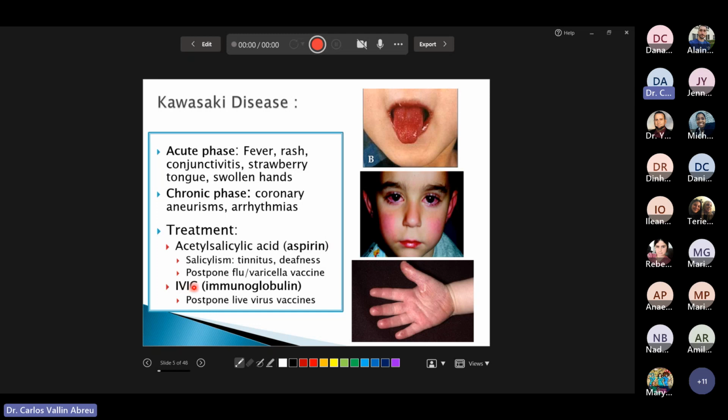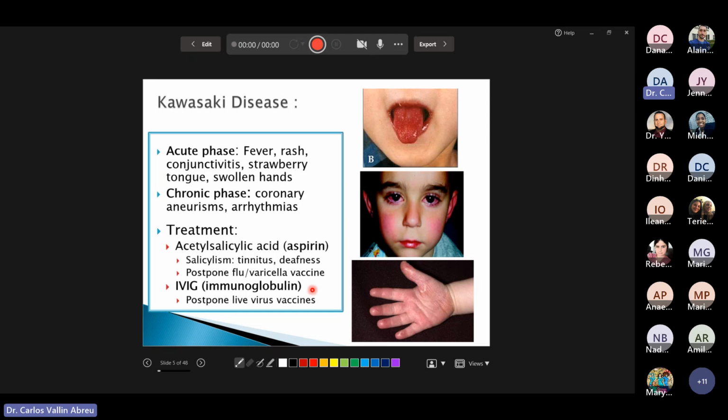The other treatment of Kawasaki disease is the administration of antibodies, immune globulins. Immune globulins are antibodies that can be artificially prepared in vials and can be bought in the pharmacy. To make you understand, those are immune globulins, antibodies that can be extracted from the plasma of donors or can be synthesized artificially.